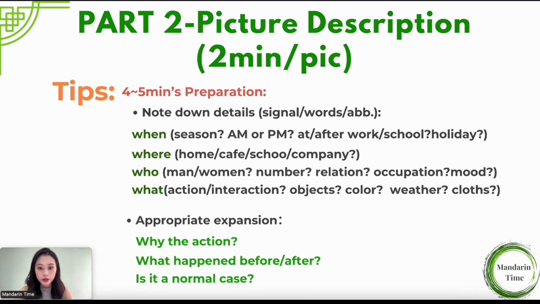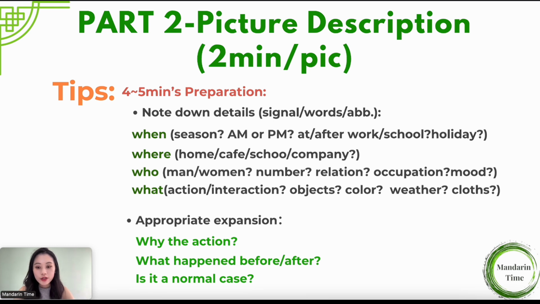So what we should do during the 4 to 5 minutes of preparation is to note down all the details and organize them with appropriate expansion. We can follow the 4 W's to note down the details: when, where, who, and what. For when, what's the time of the picture? Morning or afternoon? At or after school or work? What about the season? Or if it's about a holiday?